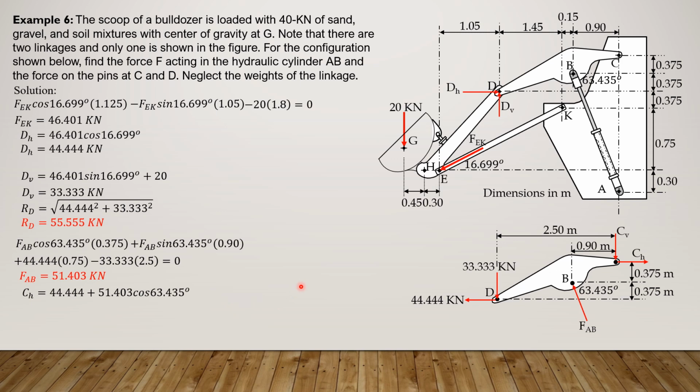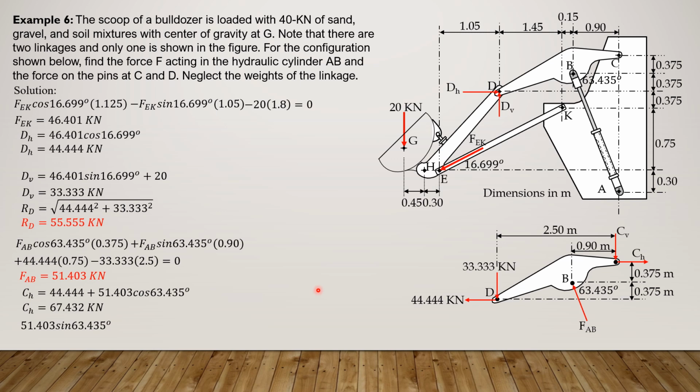Then finally, we sum up forces horizontal and vertical to solve for these component reactions. So CH minus FAB, 51.403 cosine of 63.45, minus 44.444 equals 0. So CH therefore is 44.444 plus 51.403 cosine of 63.45. So CH is equal to 67.42 kilonewtons. So the direction is correct.